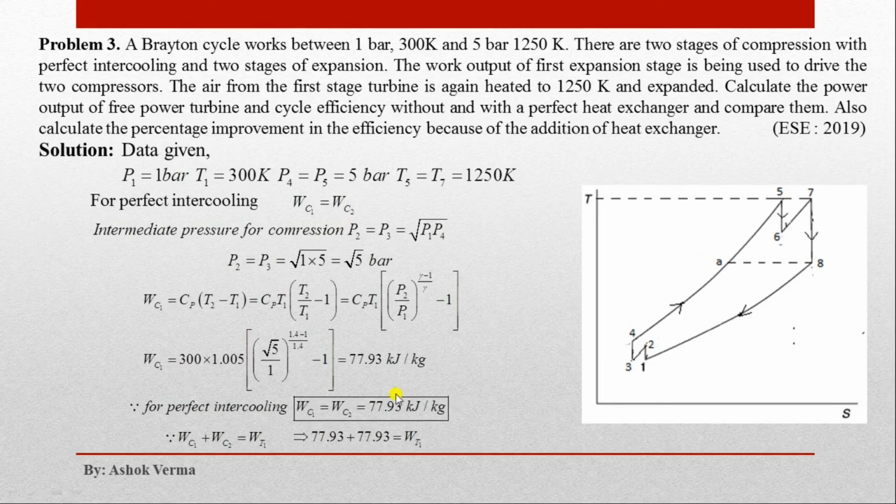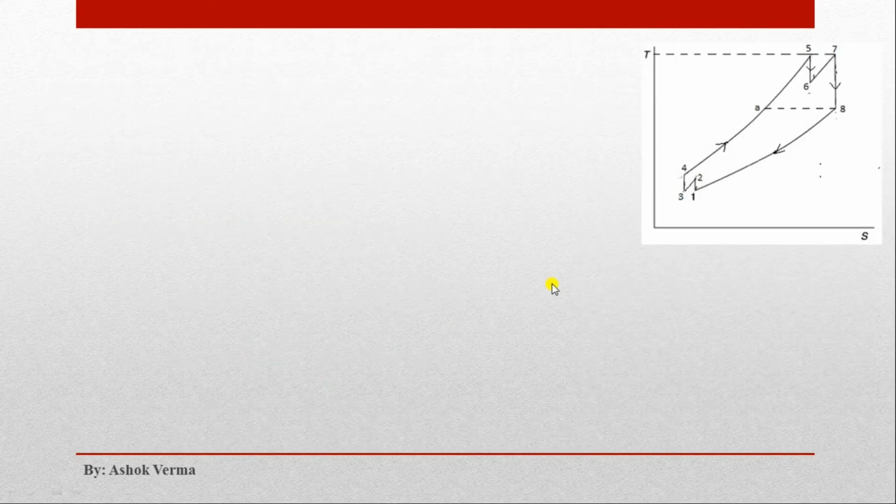So WT1 will be equal to WC1 plus WC2, which is 77.93 plus 77.93. So WT1 will be equal to 155.86. Now you have calculated WT1 and you know T5, so you can calculate T6, or you can calculate the intermediate pressure for the expansion.